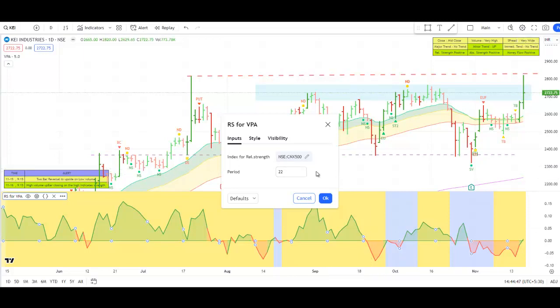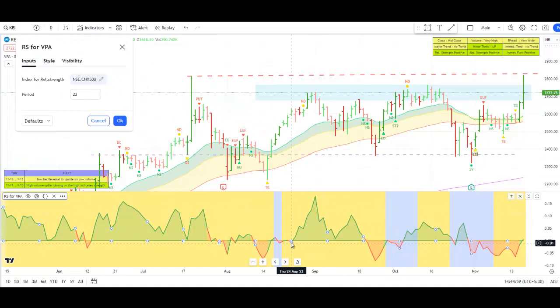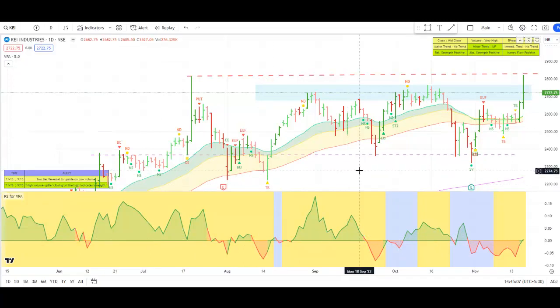The 22 works fine for the daily time frame. As you can see here, most of the up-moves are really captured here. You can see the up periods are generally captured very well. But as you go down in the time frame, one may have to choose a different period which will suit the RS calculations better.